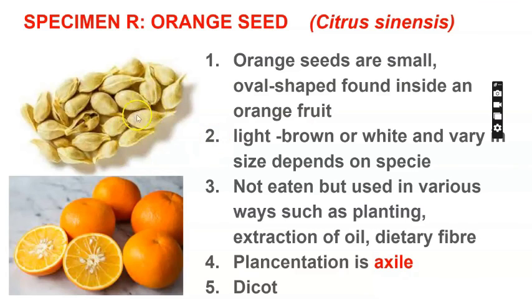The orange seeds are small and oval shaped, and found inside the orange fruit. You can see the seed located in the orange fruit. This is what it looks like. Color wise, it is usually light brown or white and can vary in size depending on the species. They are not eaten, but they are used in various ways, such as planting. We put the seed in the soil and it germinates, and also we can extract oil from them. It is a dicot.